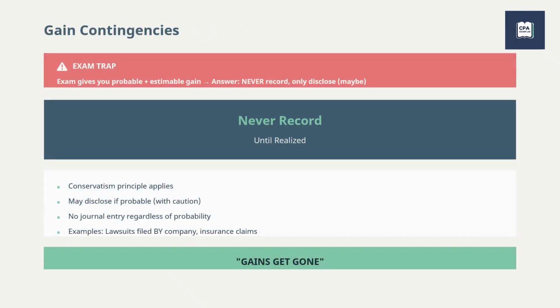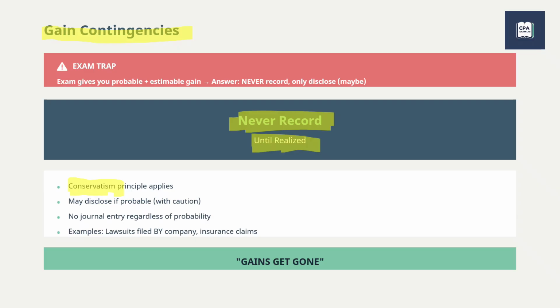But gain contingencies, this is an area the exam loves to set a trap for the candidates. Here is the rule for gain contingencies: you never record it until realized. Why is that? Conservatism. We are conservative about recognizing gains, but not about recognizing losses. We might disclose a gain contingency in the footnotes if it's probable, but we are very cautious about it, and we absolutely never record it.